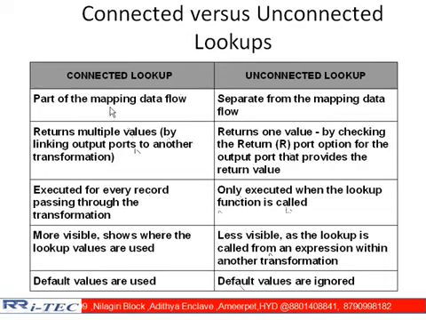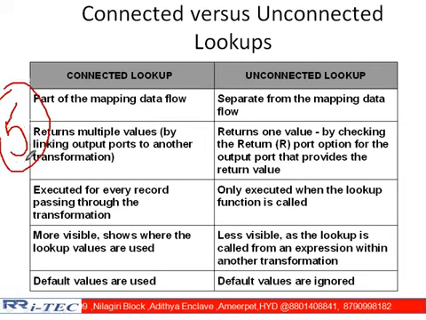These are the things I have written. Connected is part of the mapping data flow, unconnected separates from the mapping data flow. Returns multiple values, returns only one value. Executes for every record passing through the transformation, only executes when the lookup function is called. More visible, shows where the lookup values are used. Less visible, why? Because it is available inside another transformation. Default values are used, default values are ignored. Some of these points I took from the help document. Some of the points I gave to explain better in the interview. If you learn these 5 points, that is enough for interview purposes.